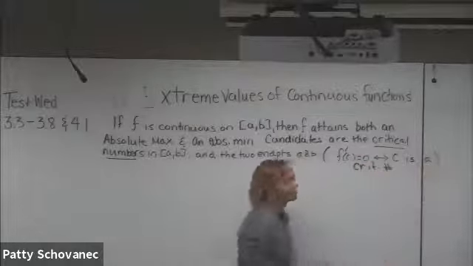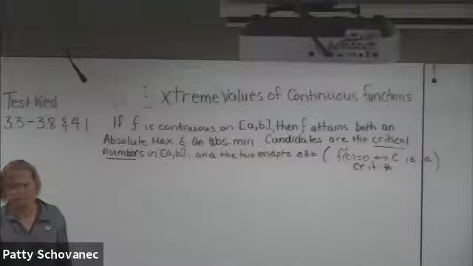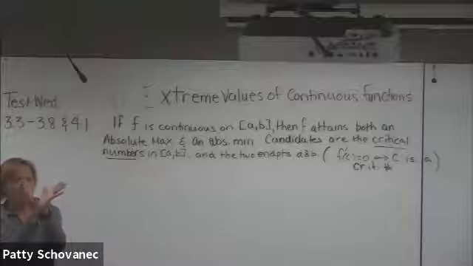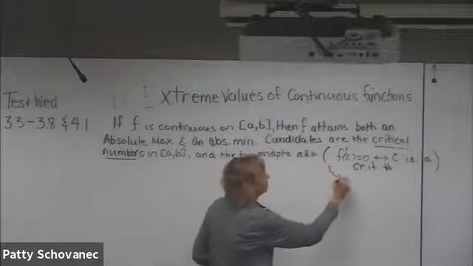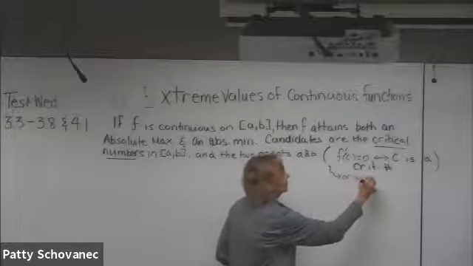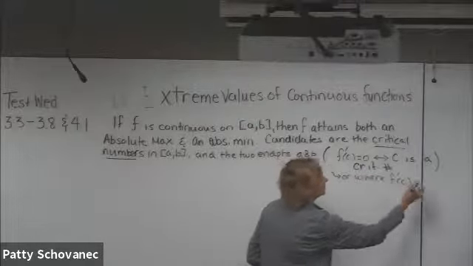Not just where it equals 0, because we might have a continuous function that has some of these sharp corners in it. And if it has sharp corners, then a critical number could also be where the sharp corner occurs, and that would be where the derivative does not exist.